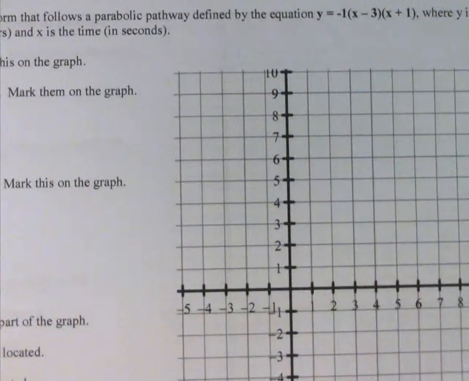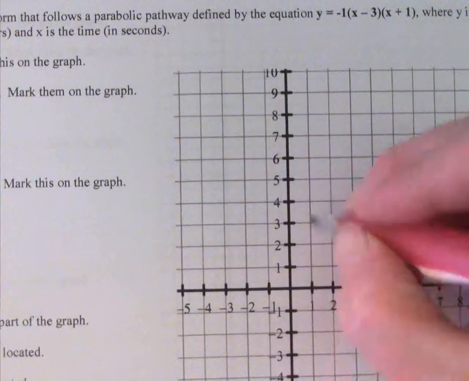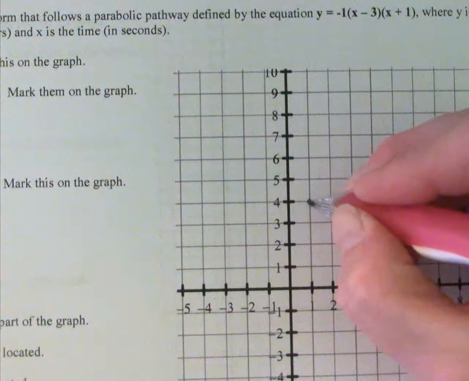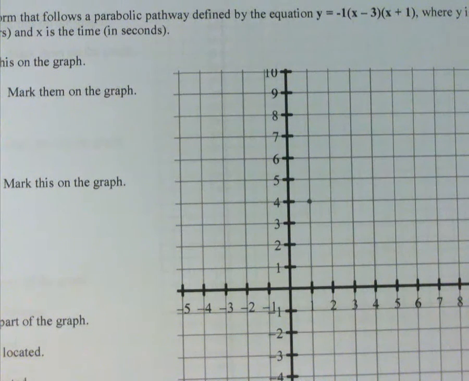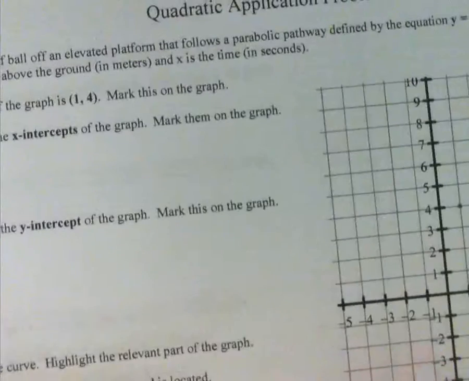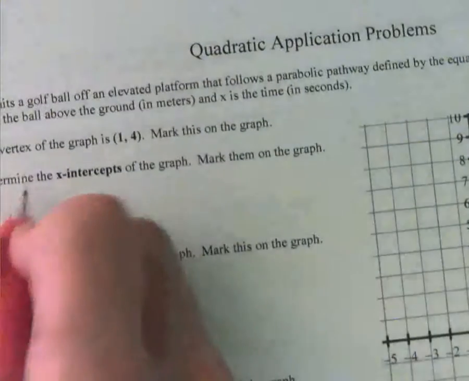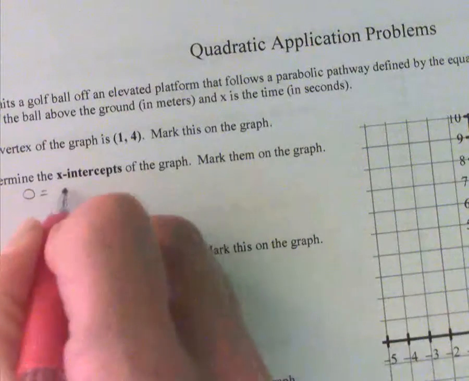Now we're going to go to the graph and find (1, 4), and put the vertex. Now it wants us to determine the x-intercepts. If we recall, we find the x-intercepts by making y equal to 0. We're going to make y 0.